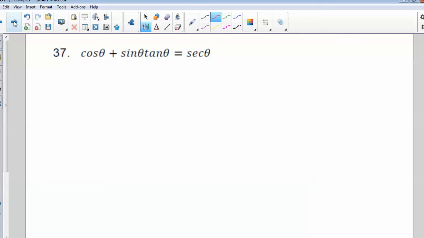Okay, in 37, I have cosine, I have sine, and I have tangent, and I'm supposed to make all of this into a secant. And I remember that secant is 1 over cosine, so I'm going to probably try to keep my cosine and see if I can do anything else to make the rest of this into cosine. Well, the sine, that's 1 over cosecant, that's not going to be helpful, but the tangent I know is sine over cosine, so I'm going to try to do that substitution. So bring this down.